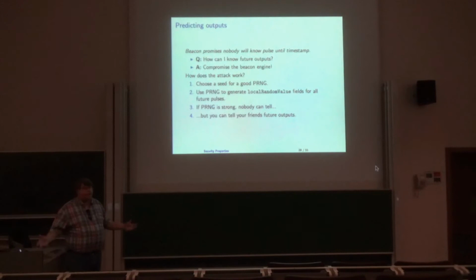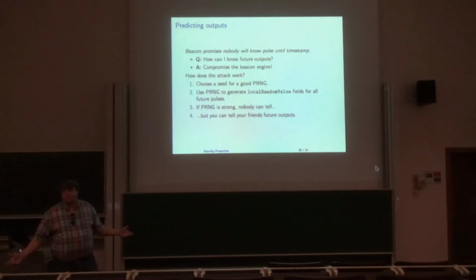If you compromise the beacon engine, obviously if you're the beacon operator, you already have done that, you don't have to do anything. If you're an outsider, you have to figure out how to communicate with it and get a message into it that does a buffer overrun or something and take it over. If you can take over the beacon engine, then it's really easy to know all the future outputs, right? Because you remember the local random value, it just looks random. And that's the only thing that's unpredictable in this pulse format. So basically what you're going to do as an attacker is you just seed a good PRNG, use that to provide the local random values from now on, and now you know every output value forever.